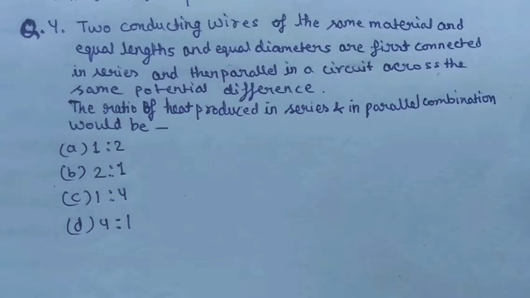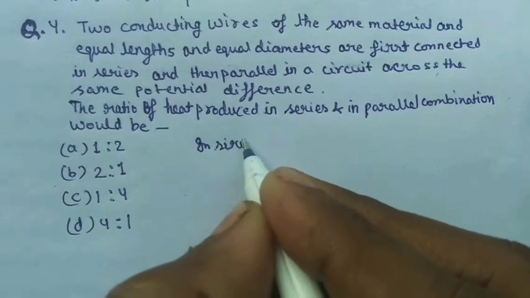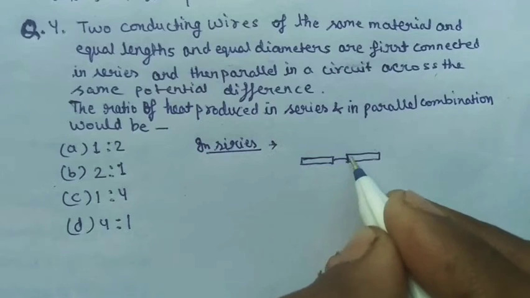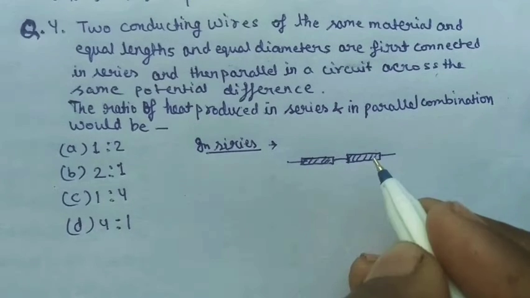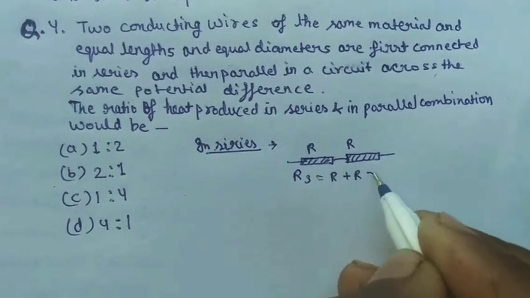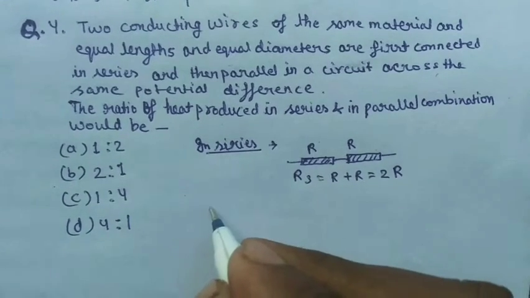Question number 4. Two conducting wires of the same material and equal length and equal diameters are first connected in series and then in parallel in a circuit across the same potential difference. The ratio of heat produced in series and in parallel combination would be? In series combination, both wires are connected in series, resistance R series is equal to R plus R is equal to 2R.